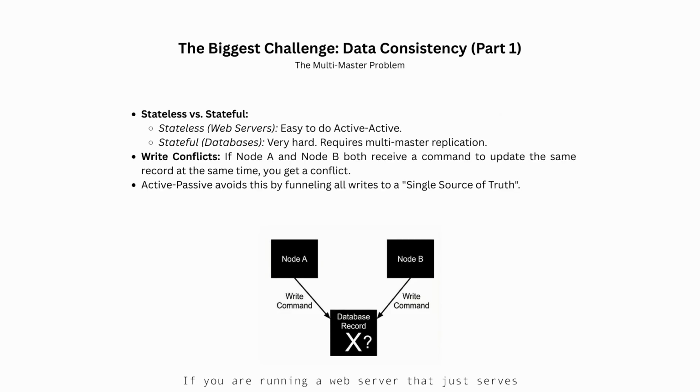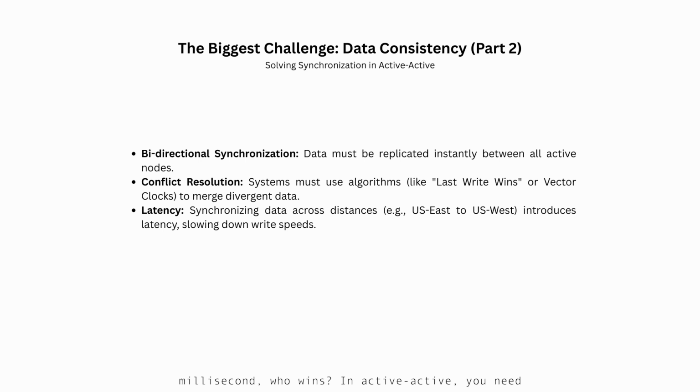If you're running a web server that just serves HTML, active-active is easy. But if you are running a database, it is hard. Why? Because of write conflicts. If user A writes to server 1 and user B writes to server 2 at the same exact millisecond, who wins? In active-active, you need bi-directional synchronization.